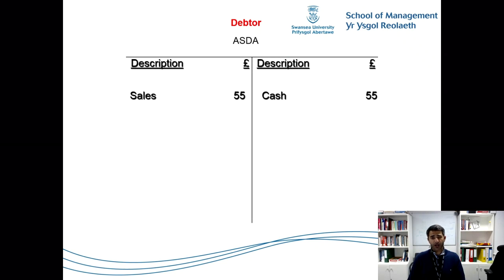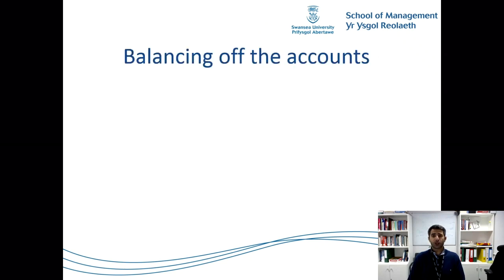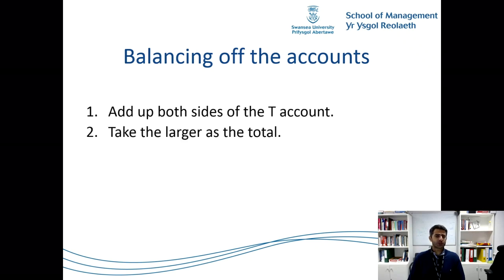Step 2, after you record all the transactions and open T accounts for each account, you need to do the balancing of the accounts. So how do you balance the accounts as step 2? There are steps you need to follow. The first step, add up both sides of the T account. You need to add up both sides of the T accounts.